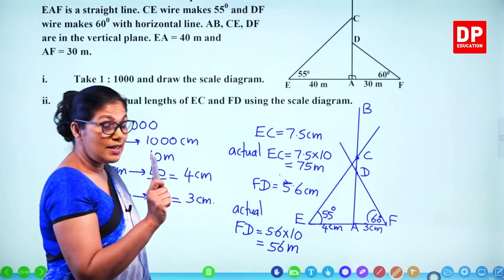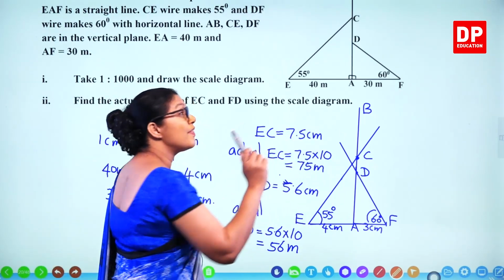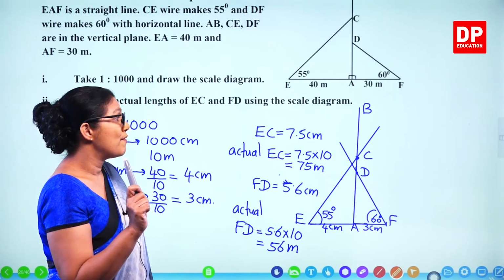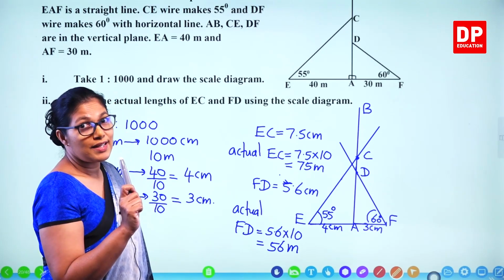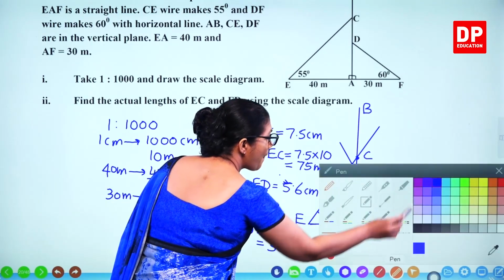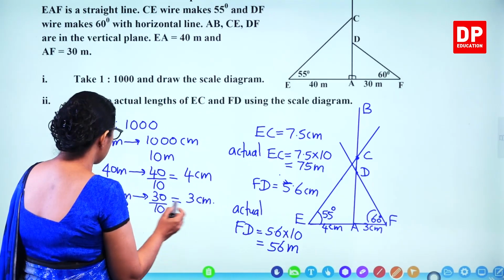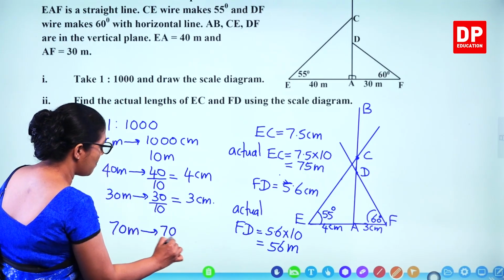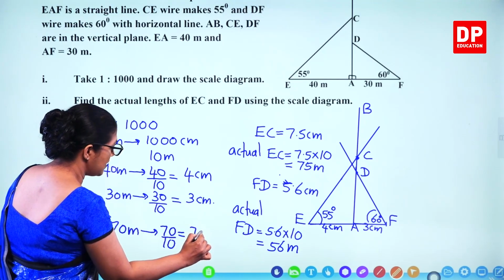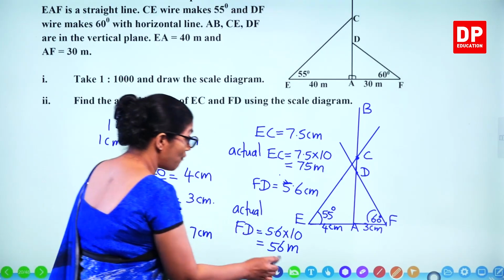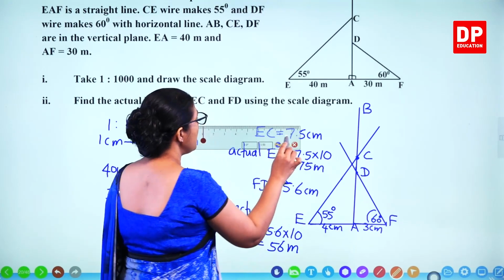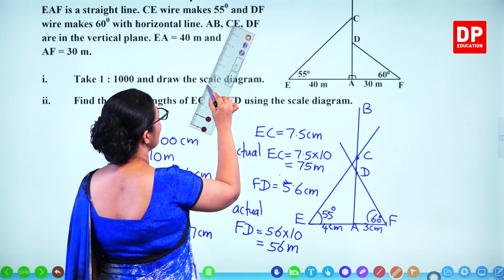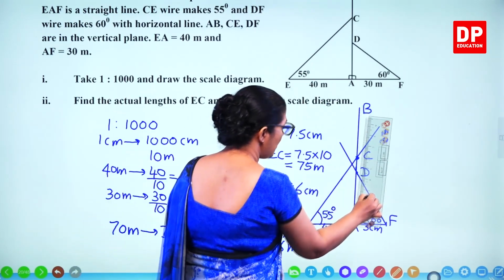Now in this question, the AB length is given. That's 70 meters given. So we didn't consider that one before. So we have to do that now. So AB is given 70 meters. So what does 70 meters mean? 70 divided by 10, 7 centimeters length. So we have to measure 7 centimeter length from here. That's the actual AB point.